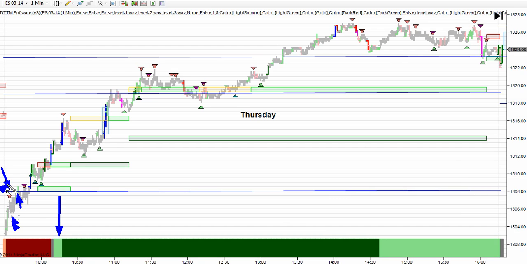But it wasn't until we got through this 1808 level with this level 3 or extreme buying aggression bar that we start to get our first clue that buyers are coming into this market.